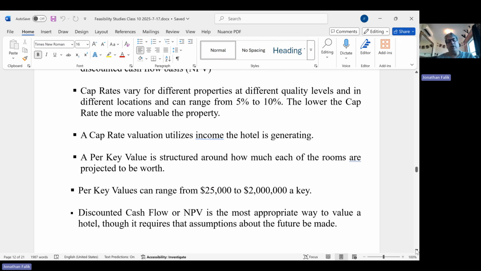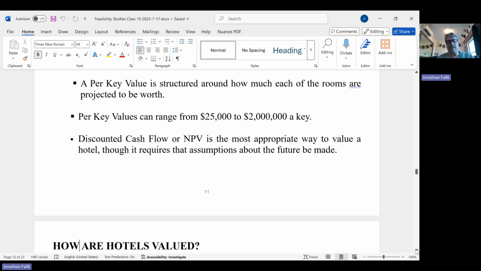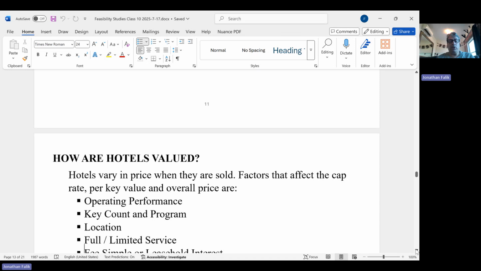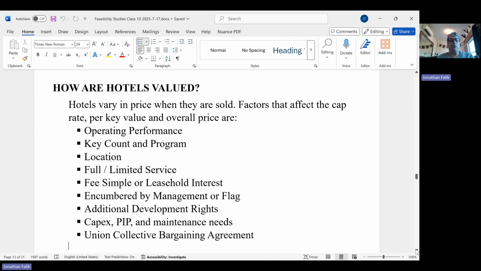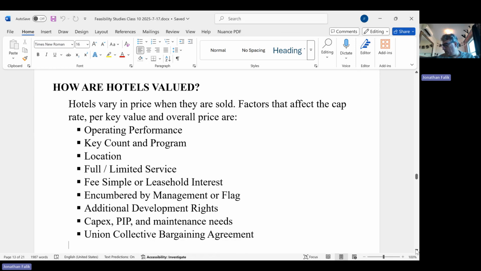Discounted cash flow or net present value is the most appropriate and the most correct way to value a hotel, but it requires assumptions, right? It requires you to project the operations. It requires you to project the future sale value. It requires you to estimate a discount rate, right? Which is tricky.